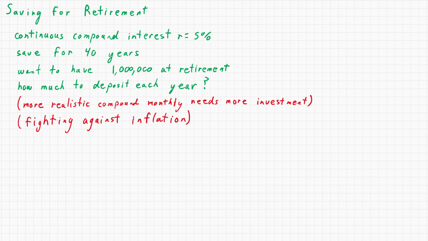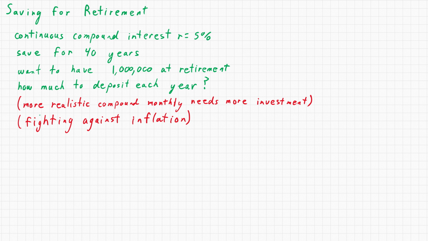Here's a typical problem for these types of ODEs. So you're saving for retirement, you have a continuous compound interest rate of 5%, and you're going to save for 40 years. You want to have a million available at retirement. So how much to deposit each year into the savings account?